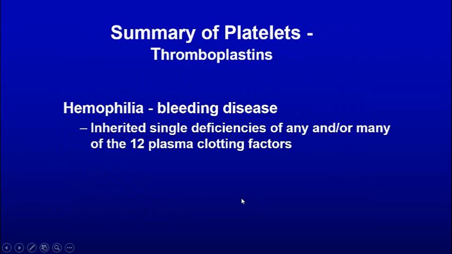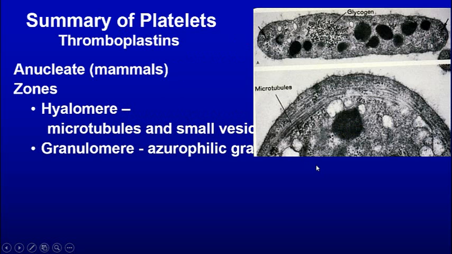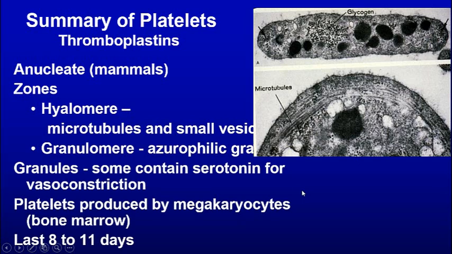hemophilia is a bleeding disease, and that's an inherent single deficiency of any of the 12 clotting proteins that are involved there. So this person will bleed. Also, if you take aspirin, you will bleed more often, but not like a hemophiliac will. So platelets are anucleated in mammals. We don't see a nucleus. It has different zones, halomere and granulomere. Halomere is on the outside, granulomere is on the inside.